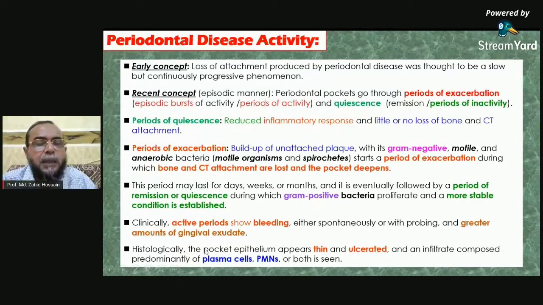Histologically, the pocket epithelium appears thin and ulcerated. As I told you earlier, the reason for pain and bleeding is that the pocket epithelium becomes thin and ulcerated due to enzymatic and toxic activities between the bacteria and the host cells. You will find more plasma cells, and PMNs will be predominant. Plasma cells are about 80%. Remember this.